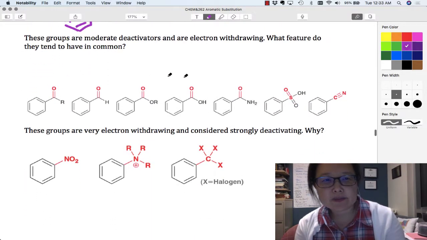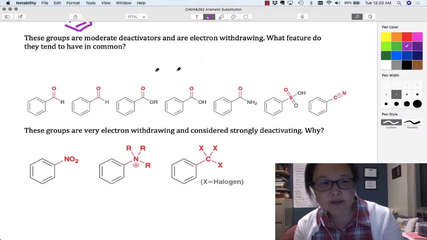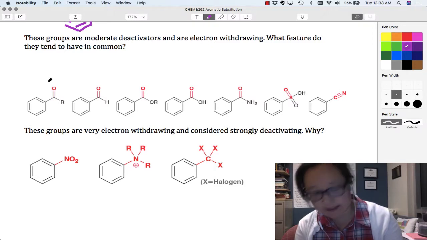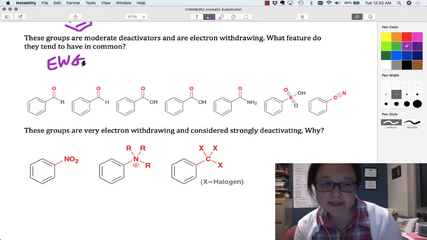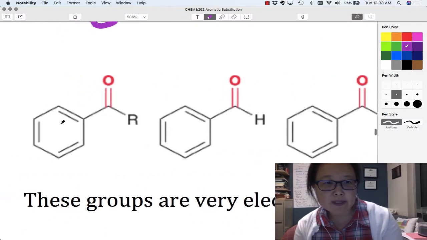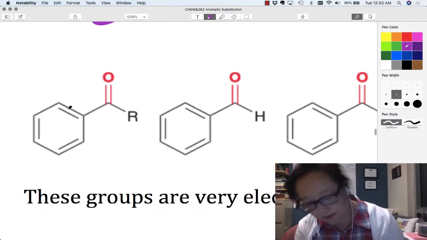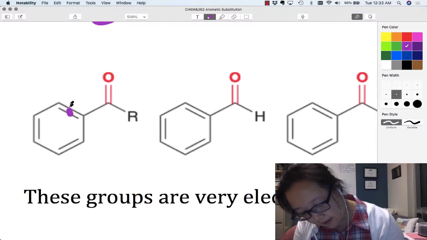All right, these groups are moderate deactivators and electron withdrawing. So what features do they have in common? These are what we call electron withdrawing groups, and they're pretty moderate. That means they're pretty good at electron withdrawing. So if we zoom in on one such group, like here, this ketone, basically acetophenone, we're going to see this effect here.